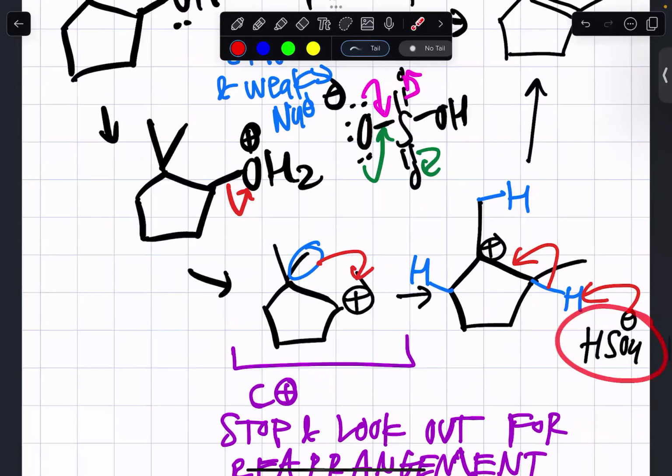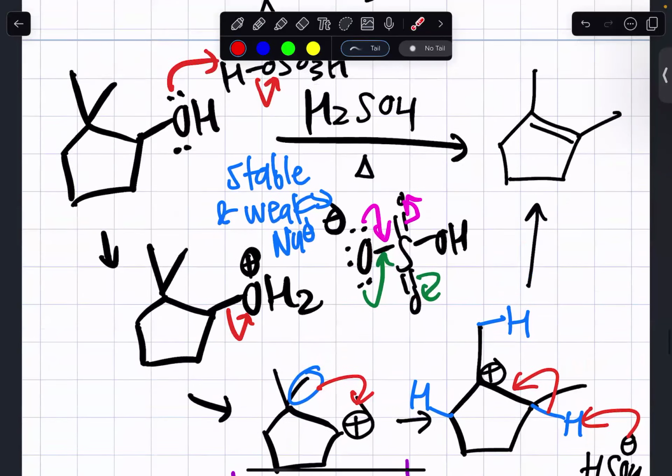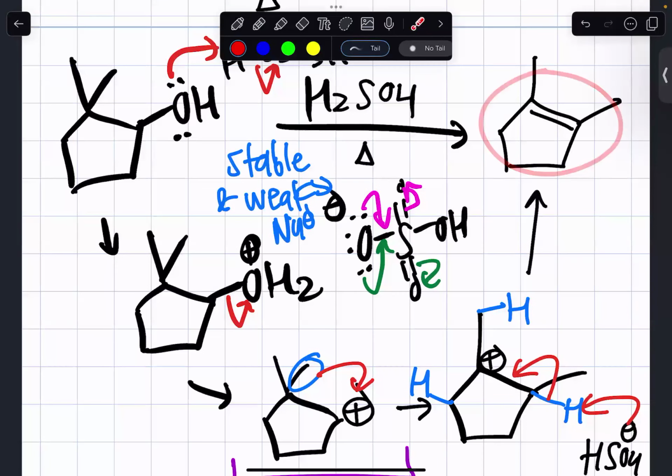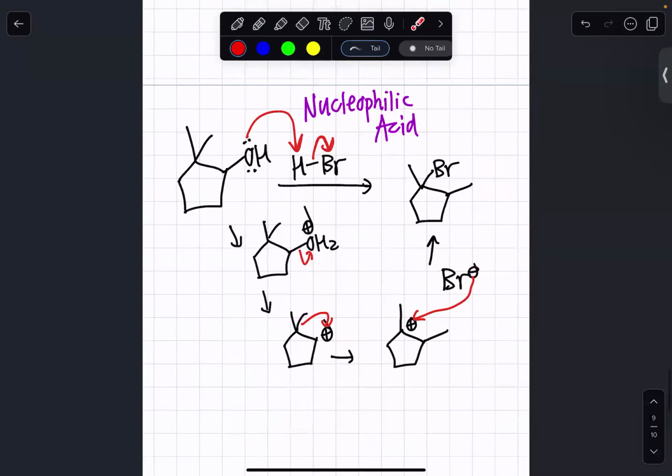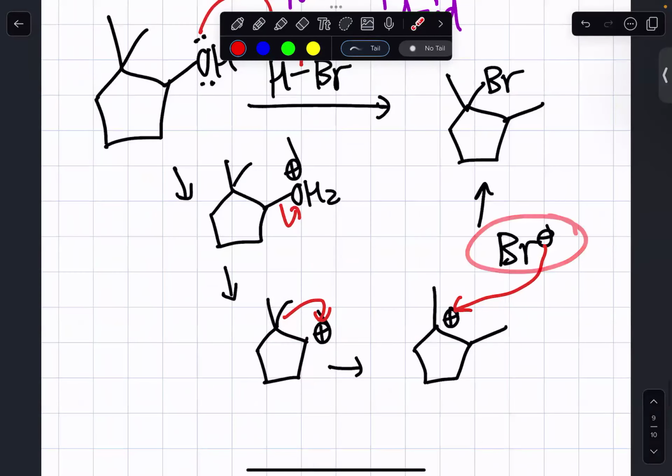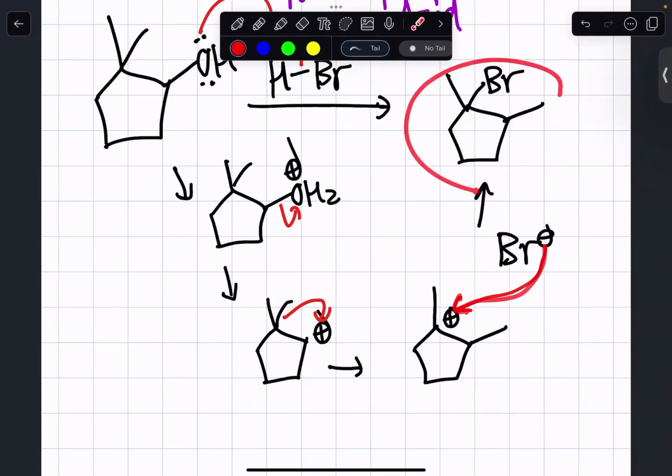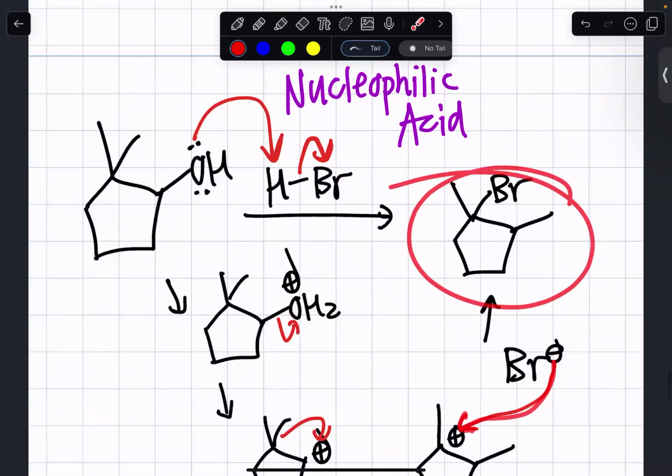So it would just act as a base and do an E1-like mechanism where it deprotonates the most substituted beta hydrogen to form the double bond right there. Whereas bromine minus here is a strong enough nucleophile to attack that carbocation right there to give us that product there.